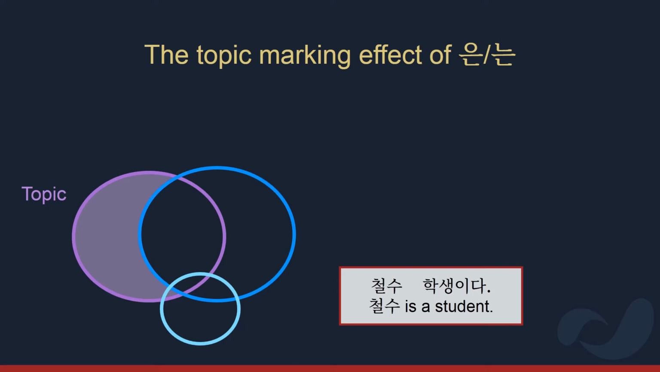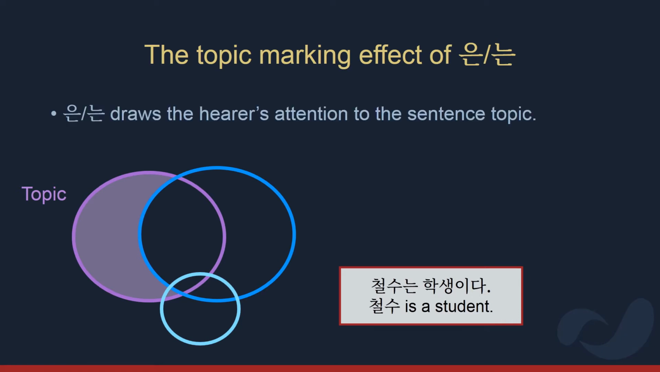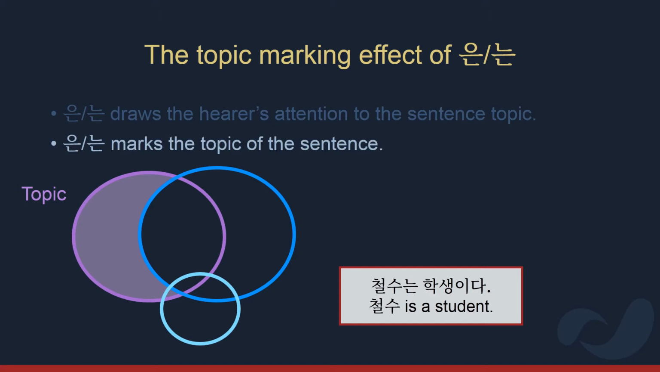Here it's like saying, I'm about to say something about 초수 now. Do I have your attention? Here it is. He's a student. Obviously, such a long-winded feeling isn't conveyed by particle 는, but that describes the effect in this example. Here, 는 marks what the sentence is about. The sentence is about 초수.